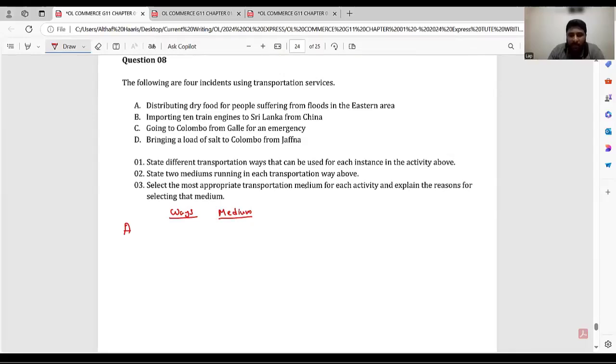And they are asking us to select the most appropriate medium for each activity and explain the reason. Most appropriate medium. And why? Why?